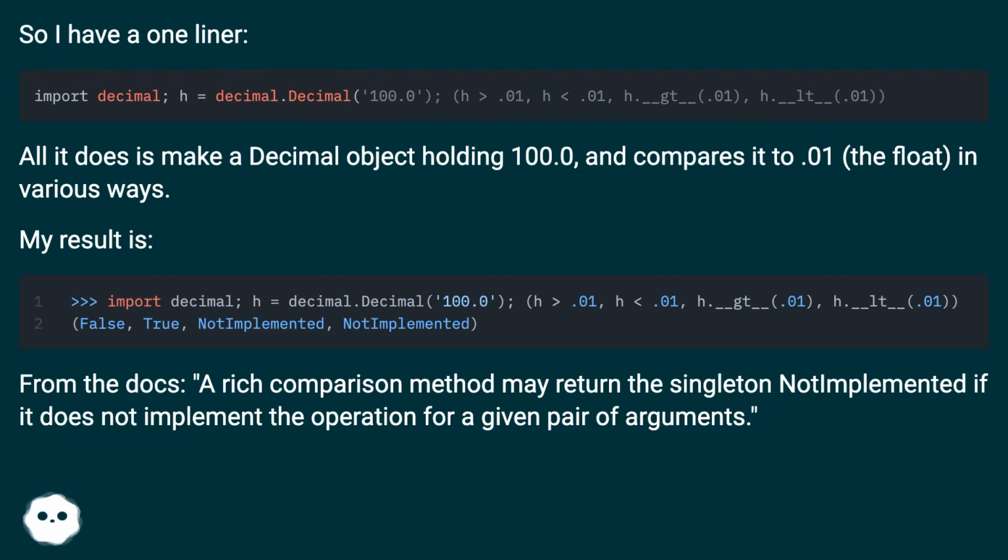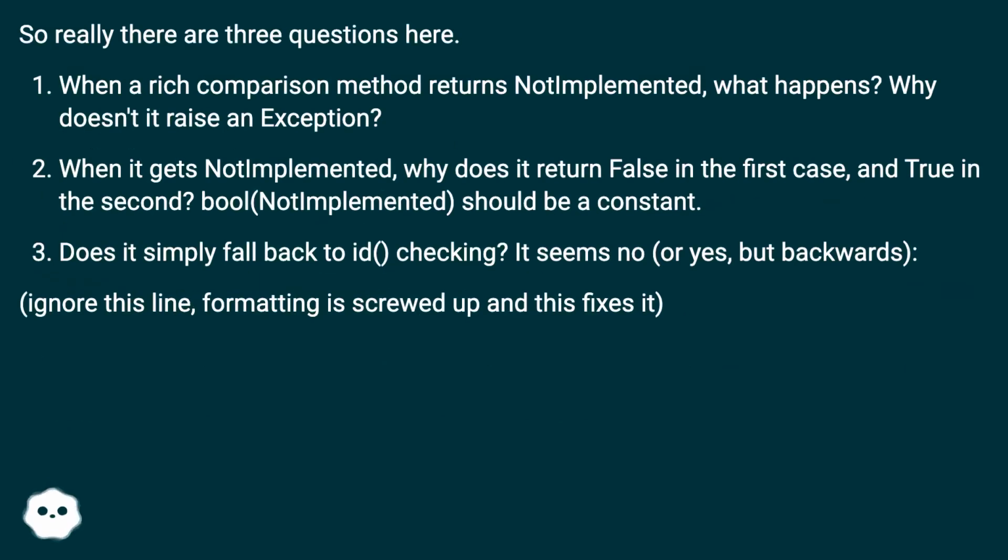From the docs, a rich comparison method may return the singleton NotImplemented if it does not implement the operation for a given pair of arguments. So really there are three questions here. When a rich comparison method returns NotImplemented, what happens? Why doesn't it raise an exception? When it gets NotImplemented, why does it return False in the first case, then True in the second?